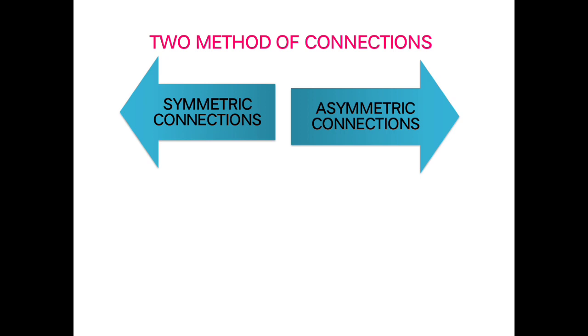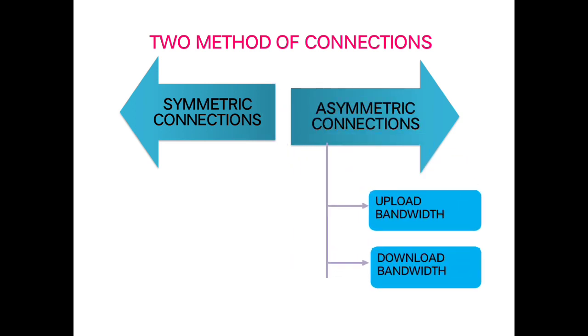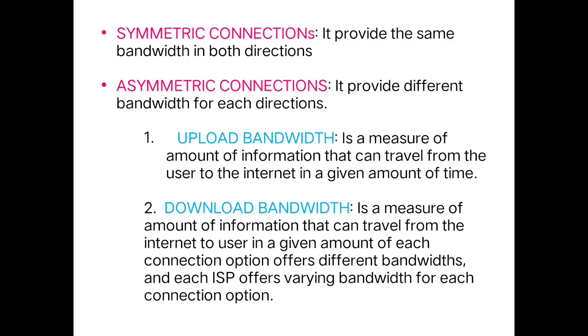The asymmetric connections contain upload and download bandwidth. Okay, first the symmetric connection. The symmetric connection means that the data speed and file transfer rate is the same in both directions. That is, the connection provides the same download and upload speed at the same time. Next one is asymmetric connection. The asymmetric connection means that the data speed and file transfer rate on your network is different in each direction.